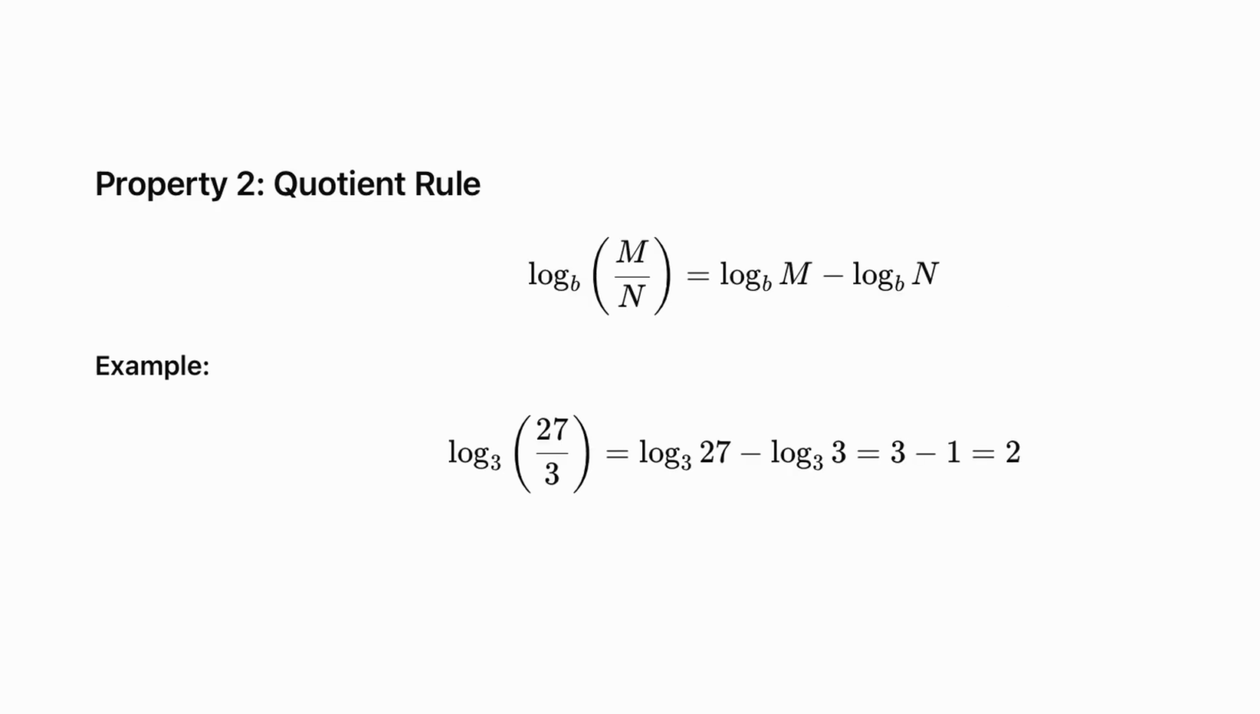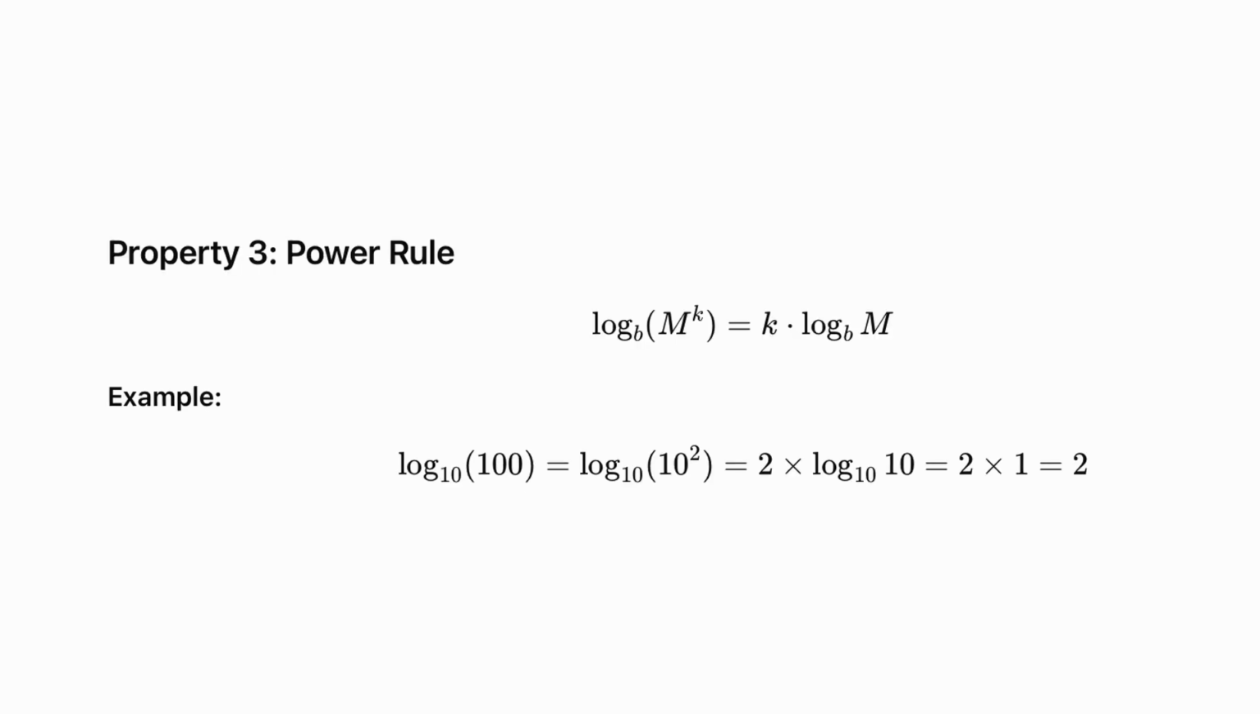Now let's divide, that's property 2. It's the minus rule, here's what you do. Log base b of m over n is log base b of m minus log base b of n. Log base 3 of 27 over 3, that's log 27, then subtract log 3. 3 minus 1, that gives you 2. Another log trick, now you're cool too.